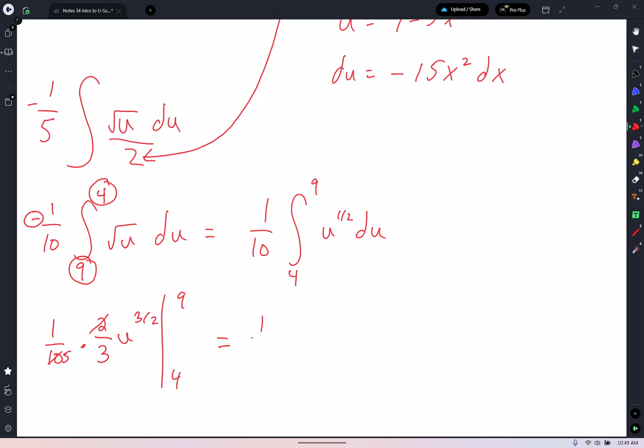I'm going to write 1 over 15, times, and I'm going to do upper minus lower. 9 to the 3/2. Oh, okay, we're going to talk about that. Minus 4 to the 3/2.